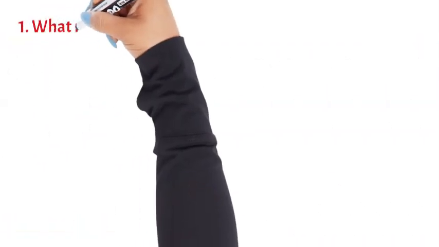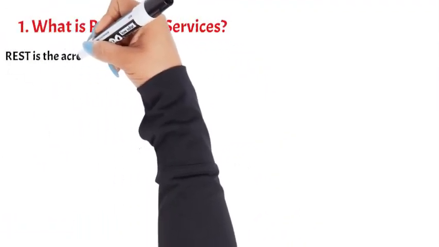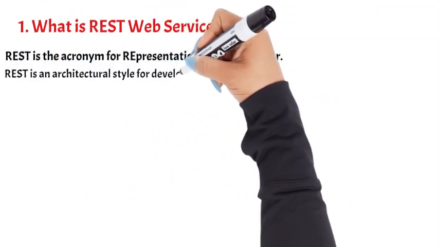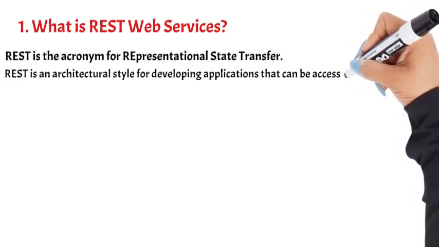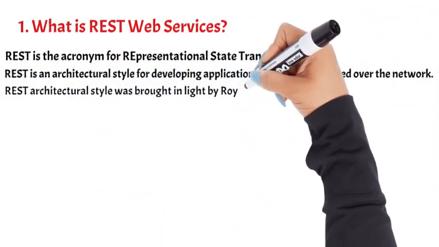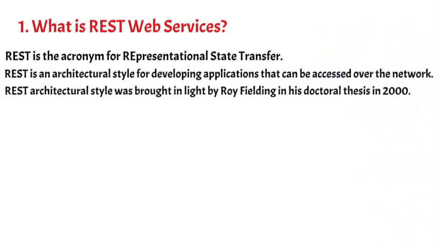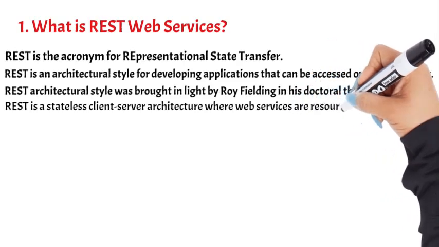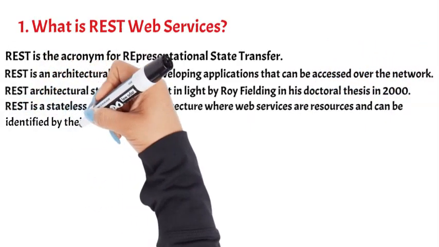1. What is REST Web Services? REST is the acronym for Representational State Transfer. REST is an architectural style for developing applications that can be accessed over the network. REST architectural style was brought in light by Roy Fielding in his doctoral thesis in 2000. REST is a stateless client-server architecture where web services are resources and can be identified by their URIs.